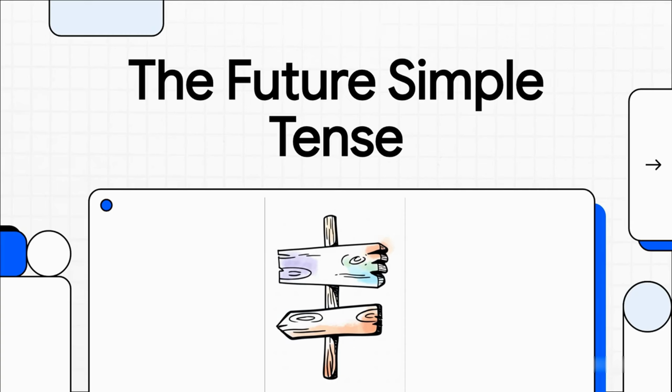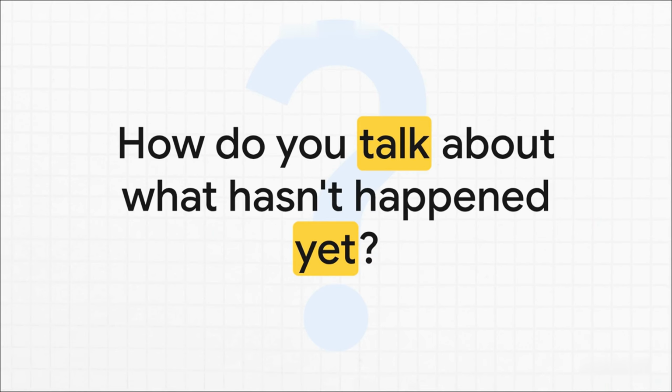All right, today we're jumping into a super useful tool in English, the future simple tense. I mean, this is how we talk about pretty much everything that's coming up. Plans, promises, you name it. So let's just dive right in. Think about it. How many times a day do you talk about something that hasn't happened yet?